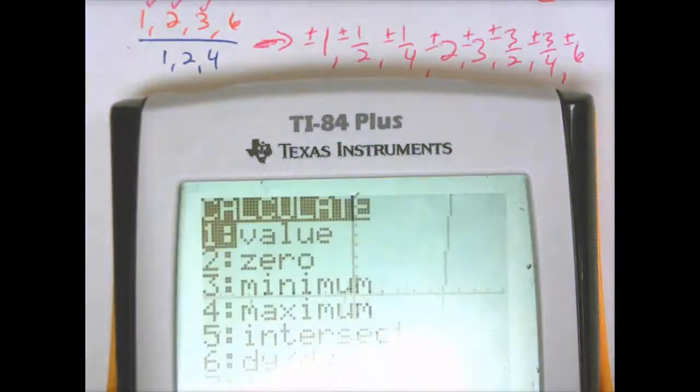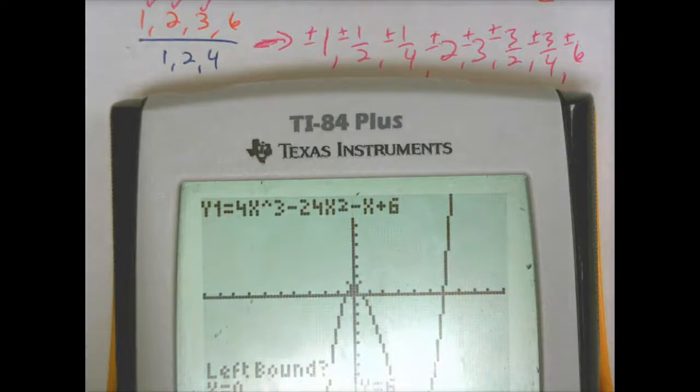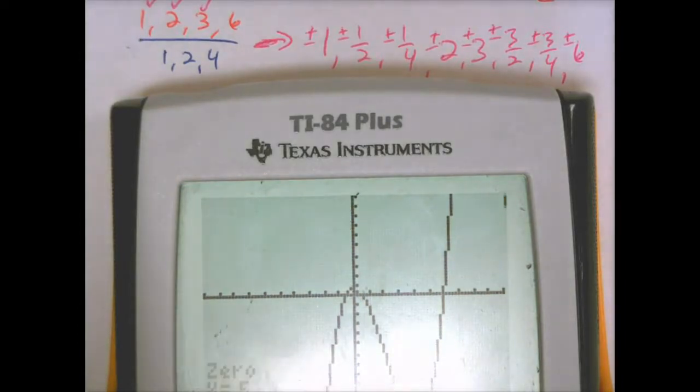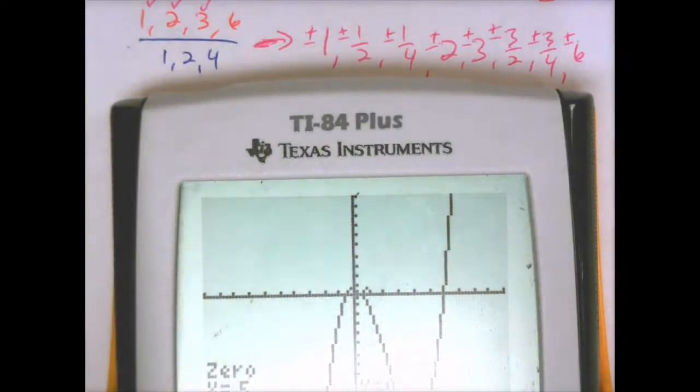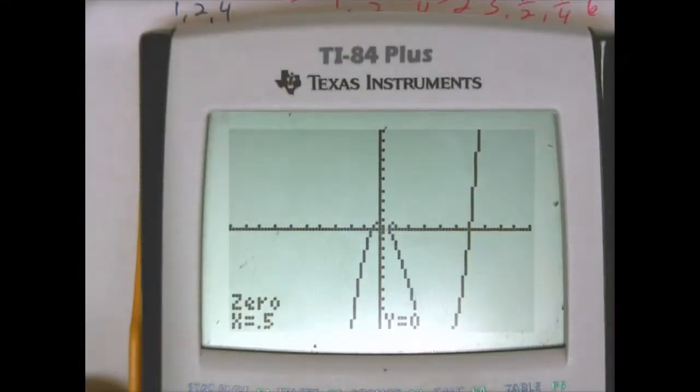So, real quick, I'm just going to calculate the zero on this one, left, right, should be 0.25. Oh, it's 0.5. Good thing I checked it. So that way I will check one half. See that? 0.5, 0.5, yeah.